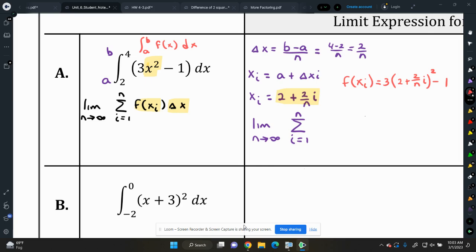I'm going to use the brackets because it is a pretty complex looking expression. So I've got f of x sub i, that's 3 times (2 plus 2 over n times i) squared minus 1. There's my f of x sub i, times delta x, which is 2 over n. And that's it.